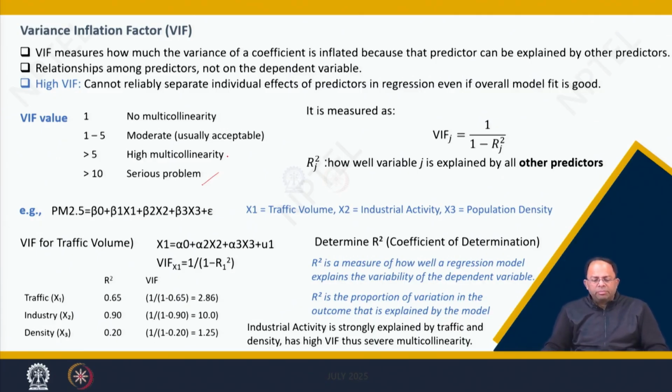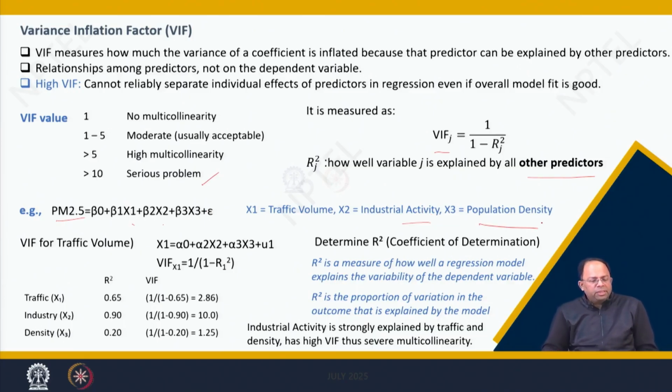Now, how is it measured? It's not that difficult. VIF_j is equal to 1 divided by 1 minus R squared_j, and R squared_j is how well variable j is explained by all other predictors in that overall equation, right? So let us take an example. We have PM 2.5. Let us assume that x1, x2 and x3 are the three variables which are predicting it. So beta 0, beta 1, beta 2, beta 3 have to be determined, and epsilon is the error term over here. Now x1 is traffic volume, x2 is industrial activity, and x3 is population density, right?